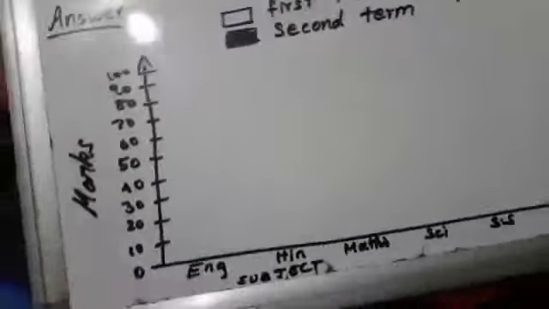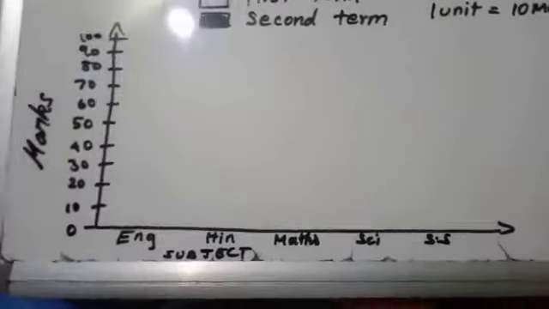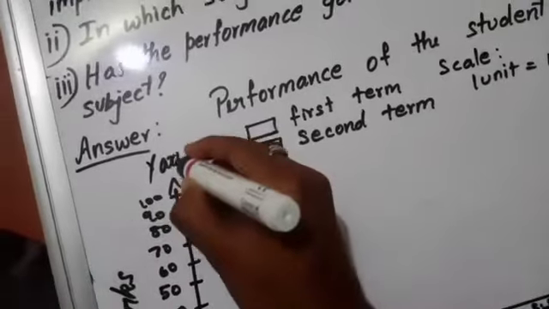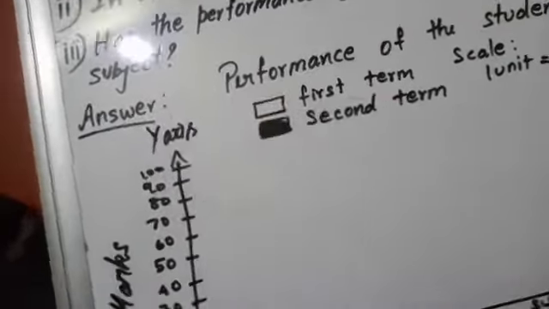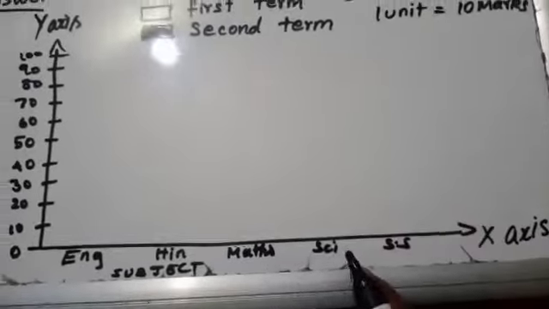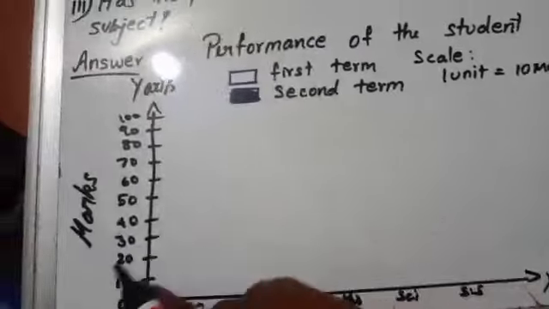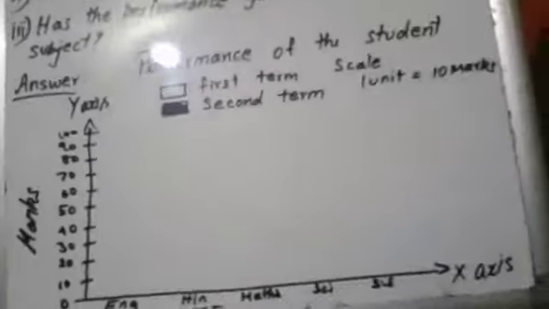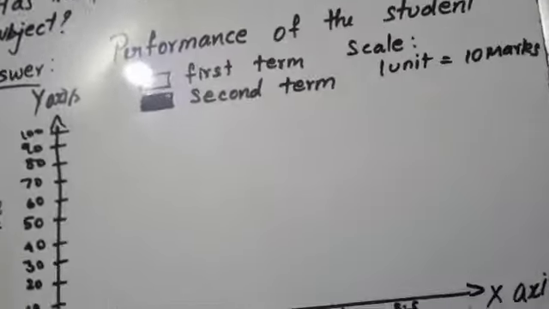Now after that, you have to choose the x-axis as well as the y-axis. On the x-axis we have taken the subject and on the y-axis we have taken the marks. Now English, Hindi, Maths, Science, Social Science, 5 subjects are there. Marks are given here 0, 10, 20 because 1 unit is equal to 10 marks. This is a must. You have to do it.